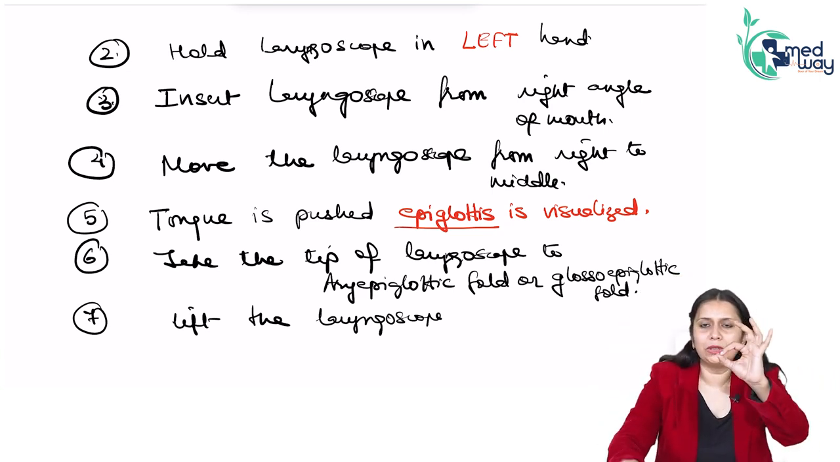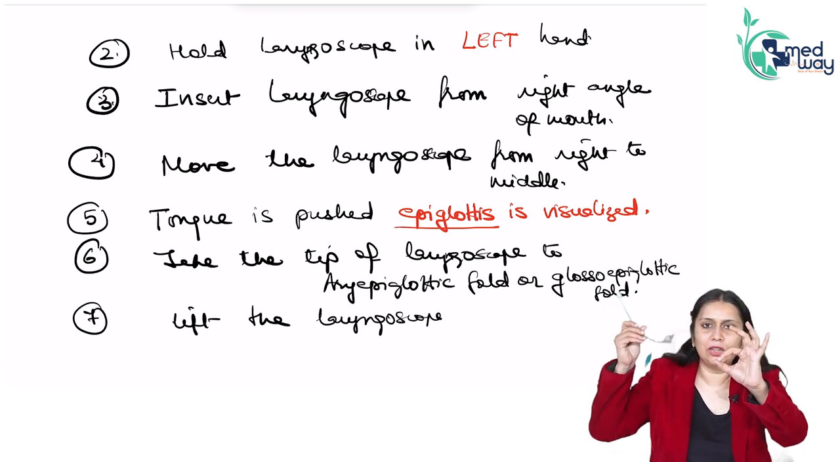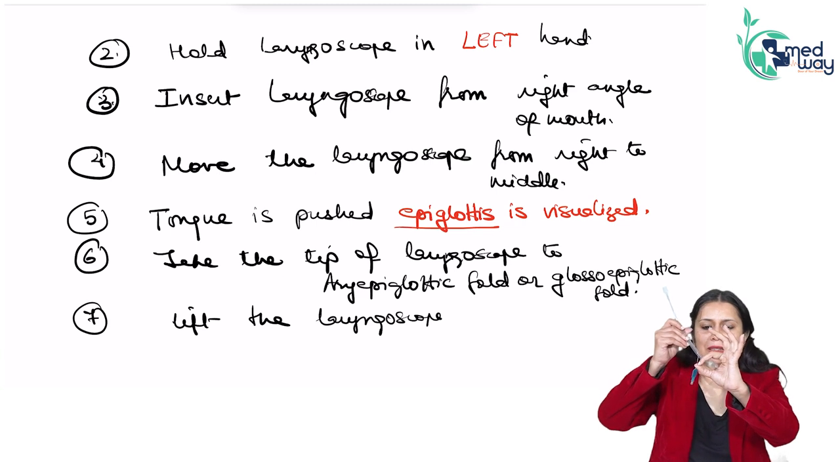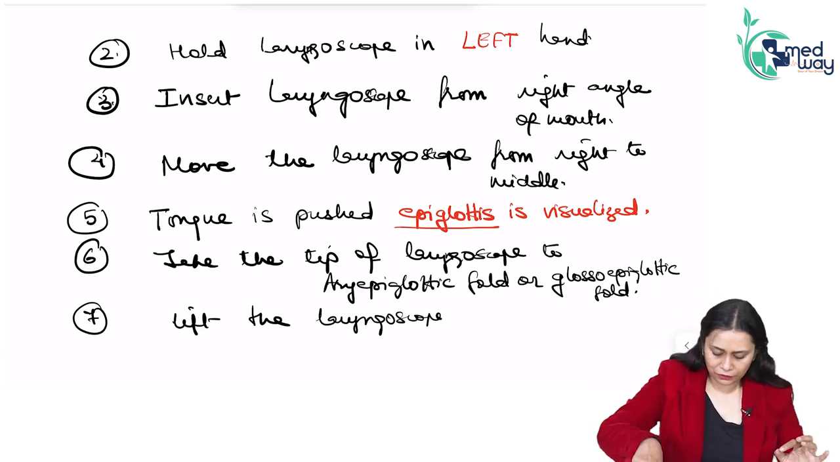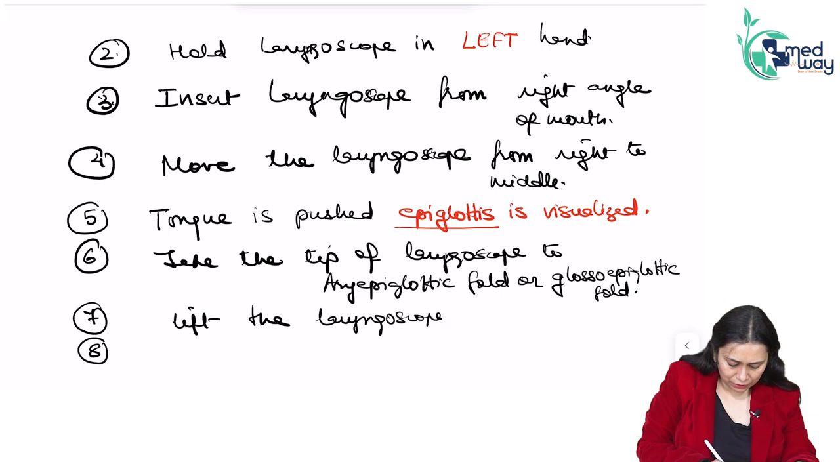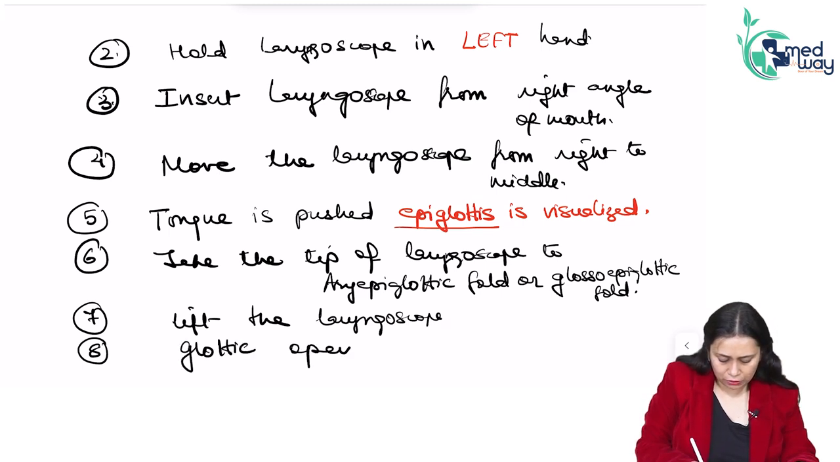So when the glottic opening is visualized, I hold the tube in the right hand, the dominant hand, and under full vision I insert it. So lift the laryngoscope, what will happen? The glottic opening will be visualized.